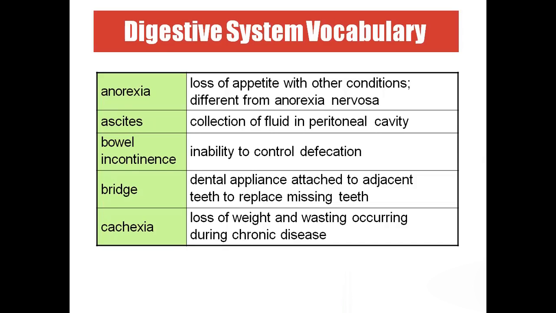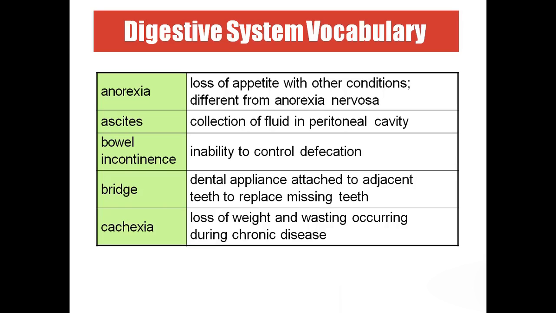And bowel incontinence. Some people will lose control of their bowel movements. They can't control defecation, which means they can't control the expulsion of fecal matter. That is bowel incontinence. Usually women face this problem more after pregnancy. We call it post-pregnancy bowel incontinence. And for old age people also, this problem will be there.